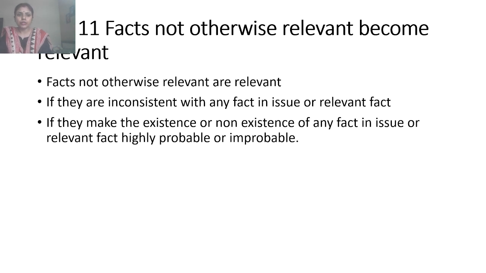So we'll read Section 11. Facts not otherwise relevant are relevant if they are inconsistent with any fact in issue or relevant fact, or if they make the existence or non-existence of any fact in issue or relevant fact highly probable or improbable. So it makes that clear.